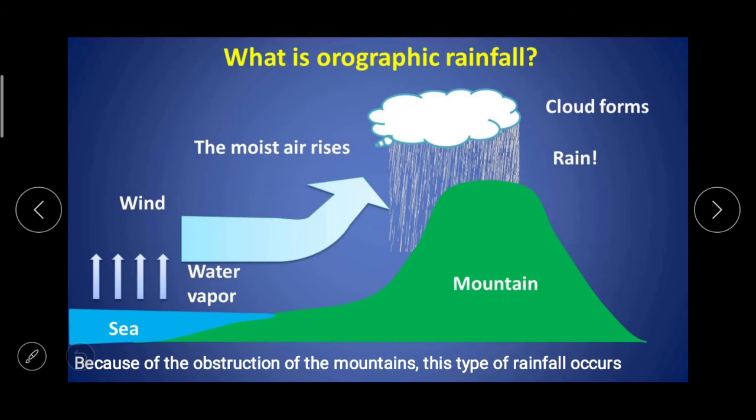So here again and again I am repeating one thing, that it is always very easy to understand or to keep in mind any concept when we learn it with the figure. So here you can see what is orographic rainfall: sea, then wind, water vapor, and the mountain obstruction, the moist air rises, and then the condensation or cloud forms rain.